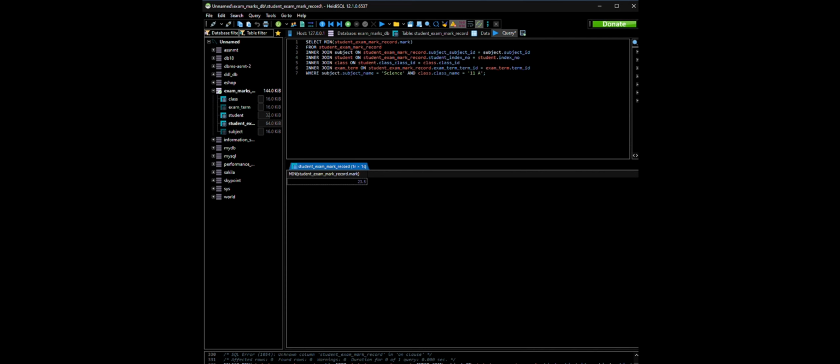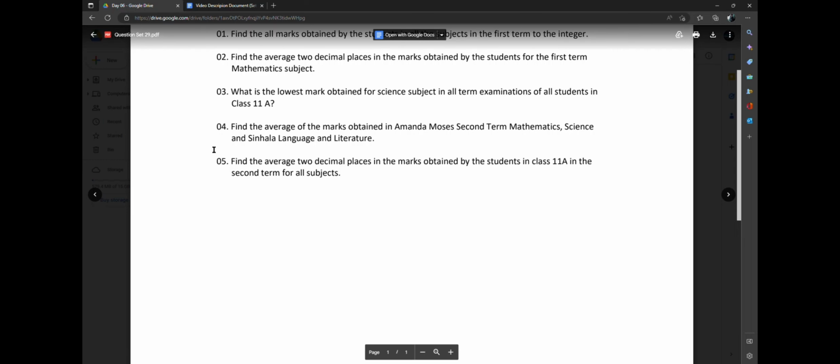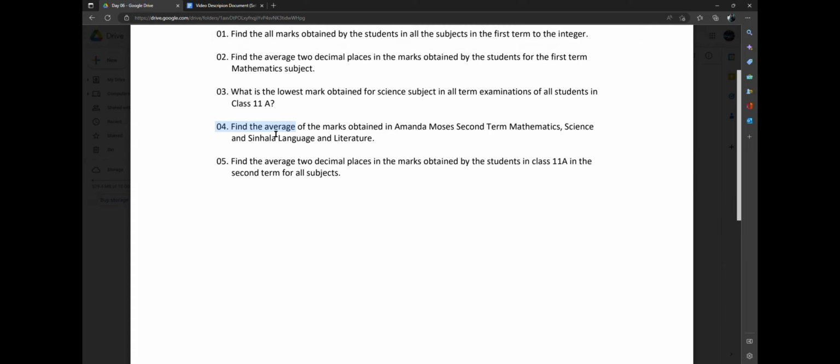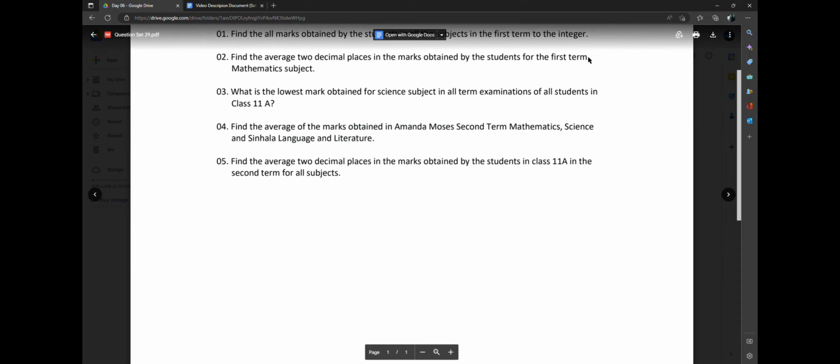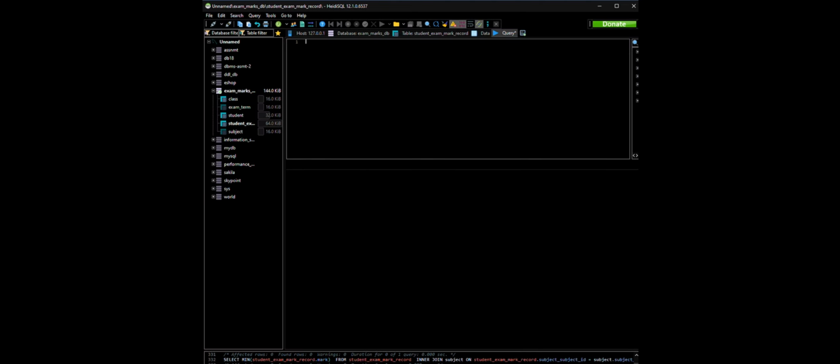Let's move on to our fourth question. Our fourth question: find the average of the marks obtained in Amanda Moses's second term mathematics, science and Sinhala language literature subjects. Alright, so let's answer this question. So the fourth question basically asks us for the average mark of Amanda Moses's second term subjects.